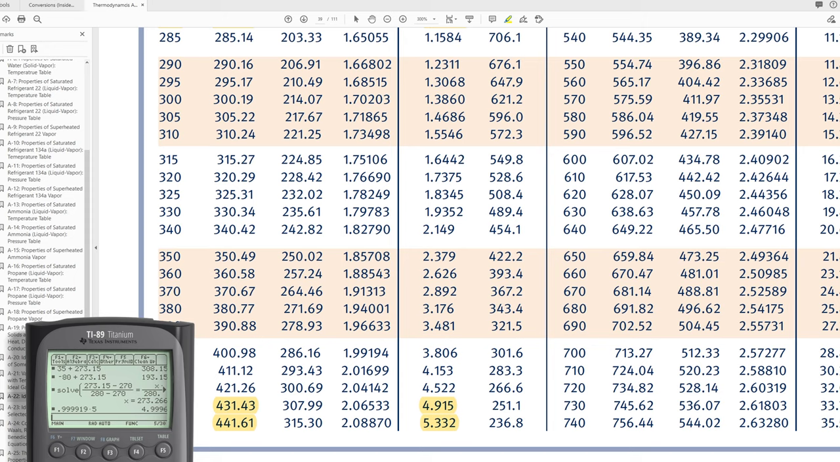So, time to interpolate again. Here we go. 4.9996 minus 4.915 divided by, P apparently, 5.332 minus 4.915 is equal to the enthalpy that I'm trying to find, which is X, minus 431.43 divided by 441.61 minus 431.43. We're solving for X, and we get 433.495.